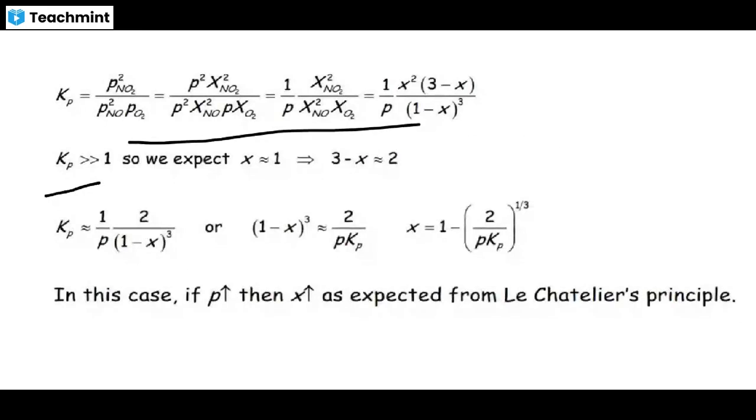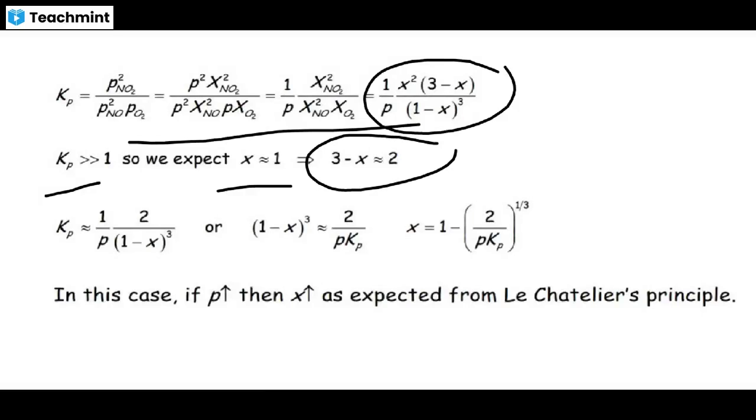Meaning x is equal to 1. Then you can solve the equation. If you put x equal to 1, here you put x equal to 1. So 3 minus 1 equals 2. x equals 1 into 1 squared. 1 minus 1 equals 0.